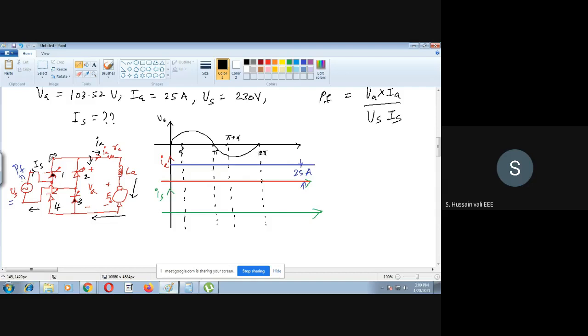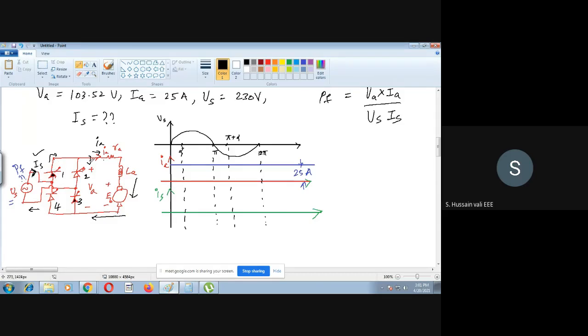Just see here now. This is IS here. IS is the current here. If you follow through the closed path carefully, that IS will flow through thyristor 1, then through the motor, then once again through 3, and then the supply voltage. So IS is flowing through the motor. IS direction I am taking from left side to right side.